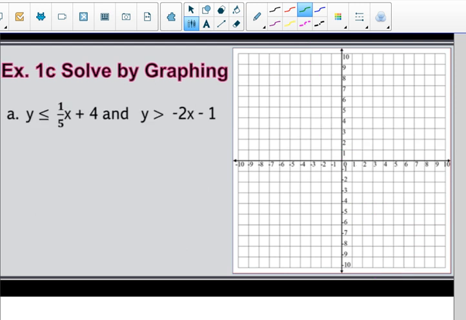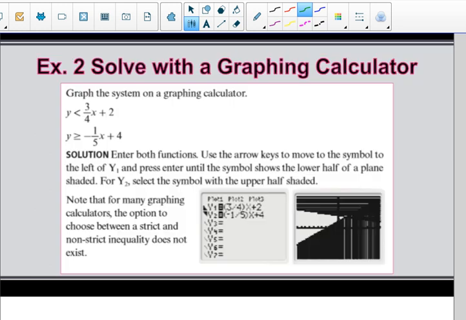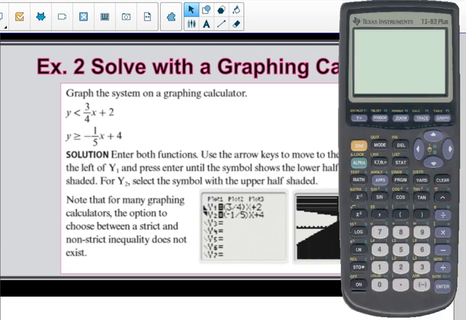Now you can work on 1C and 1D yourself for extra practice. Example 2, using your graphing calculator to do the graphing. Here in the picture, you can't see it as well, so I'm going to get my calculator out so I can show you how to do that on your graphing calculator.